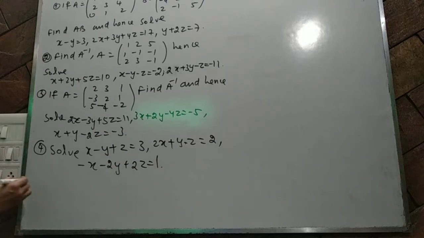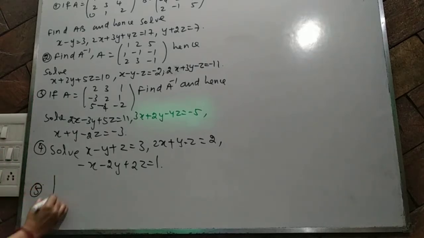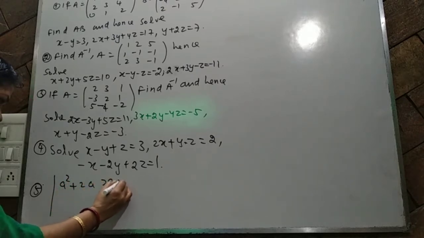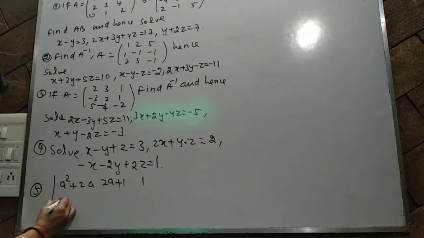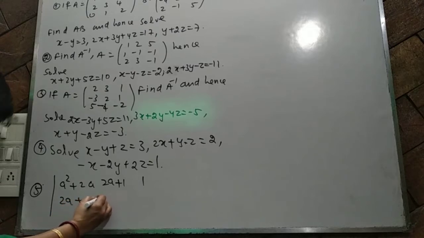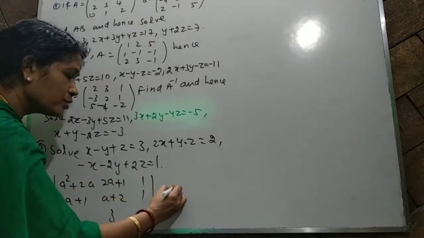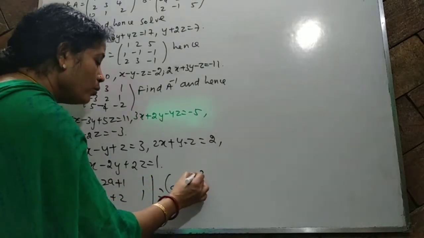Now some properties of determinant questions I'm giving as well. Question number 5. Using properties of determinant, show that the determinant with rows [a² + 2a, 2a + 1, 1], [2a + 1, a + 2, 1], [3, 3, 1] equals (a - 1) whole cube. All questions are board questions.